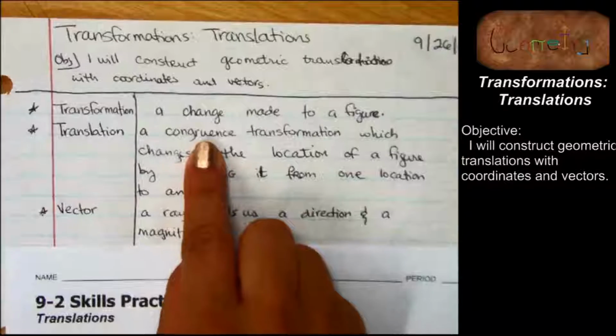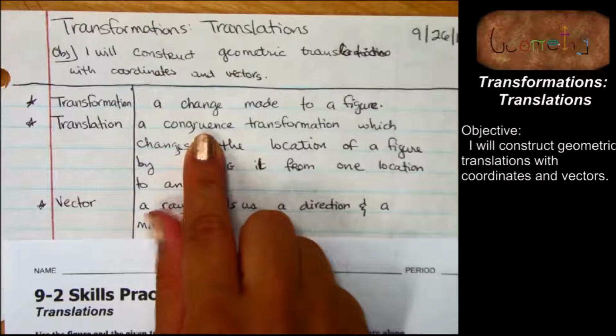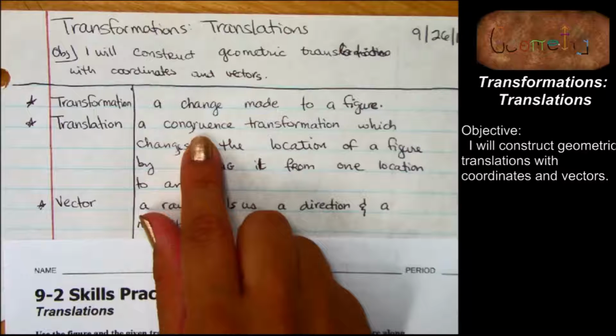What does this mean? A congruence transformation. So it's some sort of transformation, some sort of change, but it's going to preserve same size, same shape of this object. It's like going from English to Spanish. Yes, you're making a change, you're shifting languages, but you're saying the same thing. You're not changing the meaning of what you're trying to say. You're just changing the word.